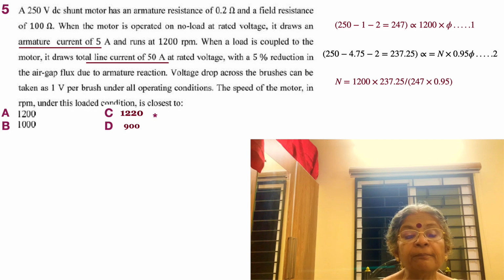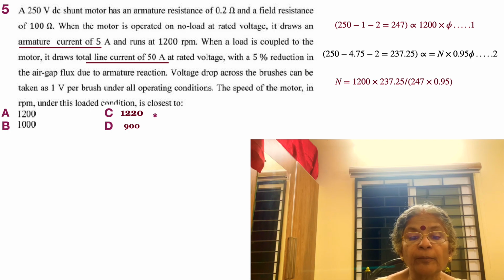With a 5% reduction in the air gap flux, we are reducing the flux also. So the input is getting reduced. There are two things happening together. We have made the machine run at a higher speed, and at the same time we have also reduced the flux.